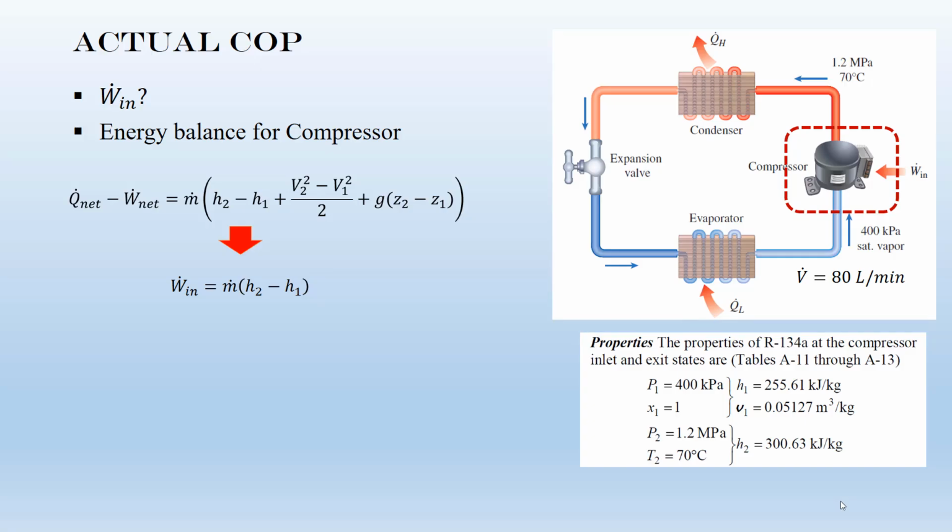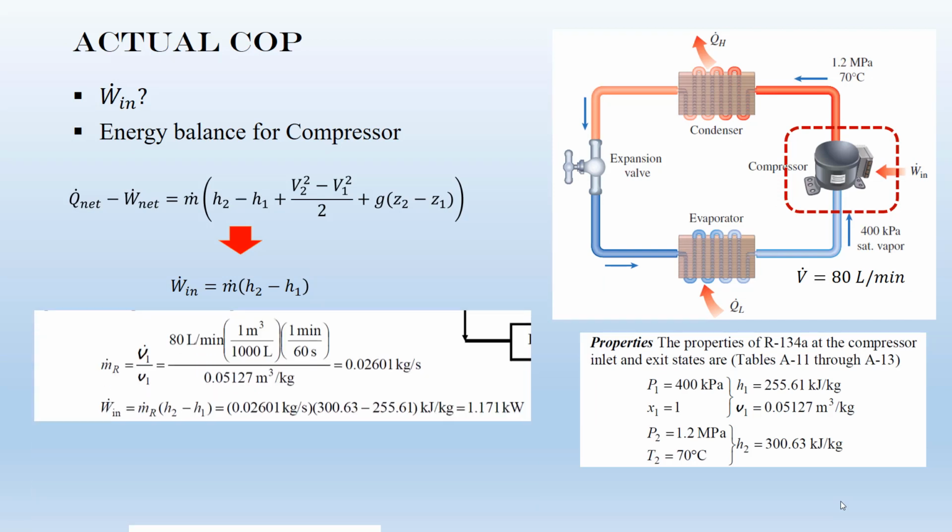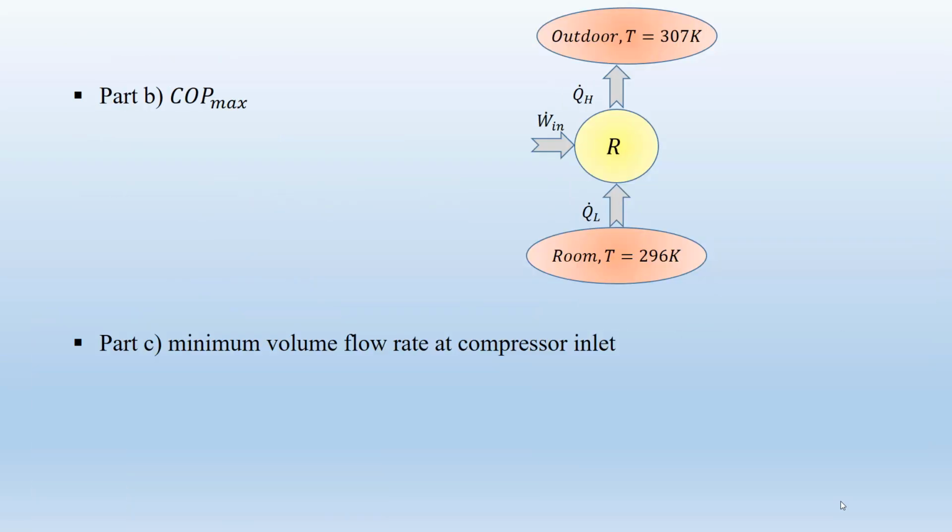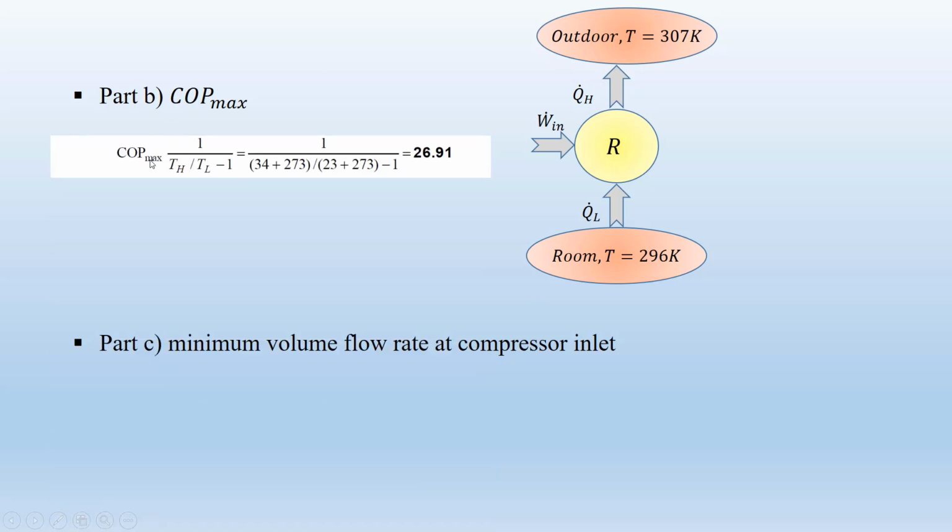Okay, so for the COP max, look, guys, you have TL and TH, so you can simply use this correlation to find the COP max, 1 over (TH over TL minus 1). Just keep in mind that you need to use absolute temperature. So the COP max is 26.91. For part 3, you are asked to find the minimum volume flow rate at the compressor inlet.